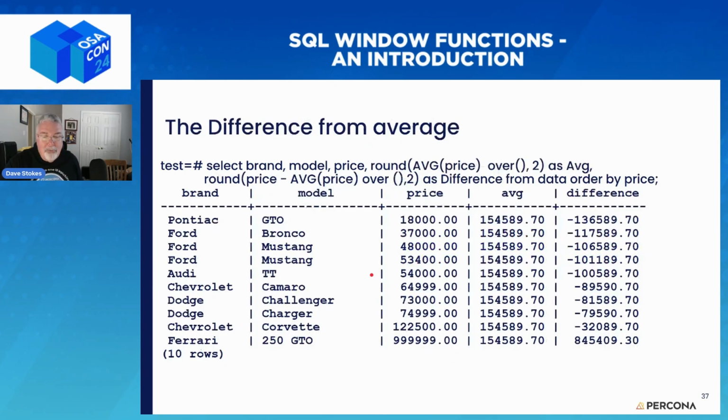So we keep adding these here until we get this number. If you want to figure out the difference from average, we take the price, we take the average, which is the average of all 10 cars, divided by 10, and we can see the difference. Our GTO is $136,000 lower than the average price of the car. The Ferrari here and the Corvette kind of skew these numbers.